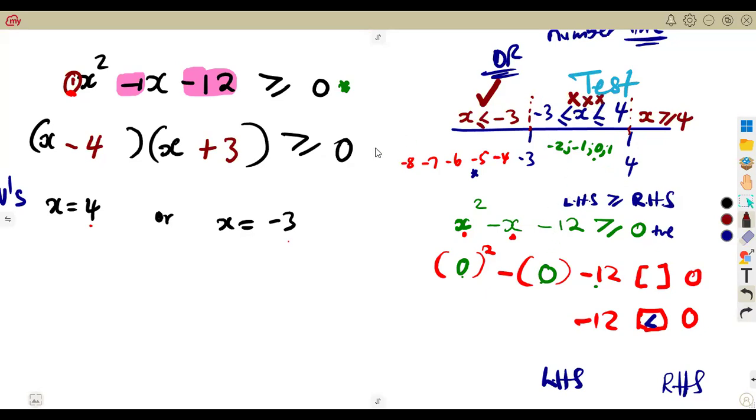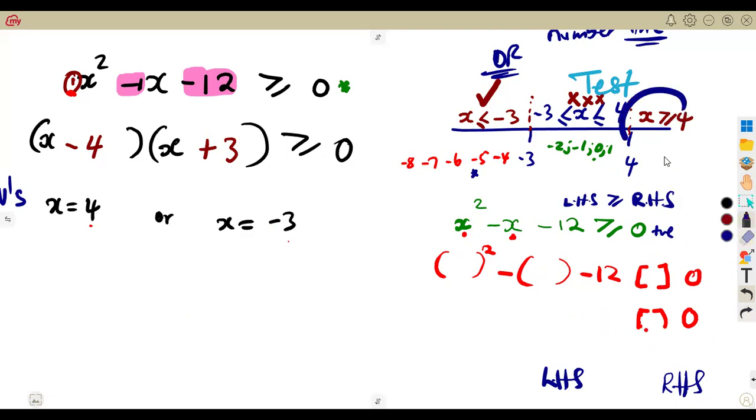Do not use critical values in your testing of values. Don't use -3 and 4. Those are critical values. They are not used. All right. So you test the last region. Do not say you're done. You have to test the last one.